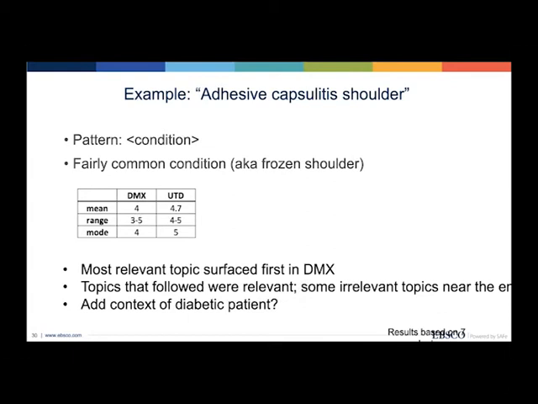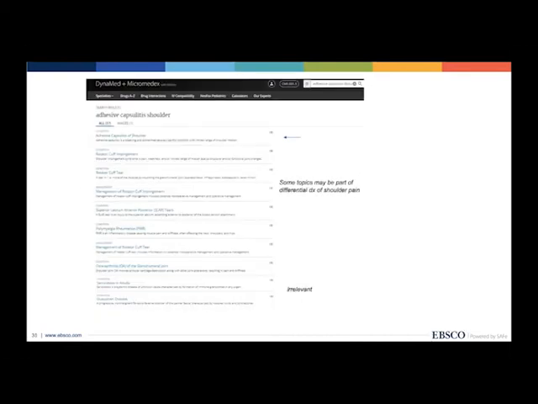The most relevant topics surfaced first in Dynamedics. The topics that followed were relevant, with some irrelevant topics near the end. Here is what this actually looks like in the system. The first topic when you type in this search is adhesive capsulitis of shoulder, which is what you want. Later you get rotator cuff tear and management of rotator cuff impingement. These are topics that may be part of a differential diagnosis of shoulder pain. But one piece of feedback from the users was that there are also irrelevant topics towards the end. You can see at the bottom, these don't really relate to the topic, and that may be an area of improvement as well.